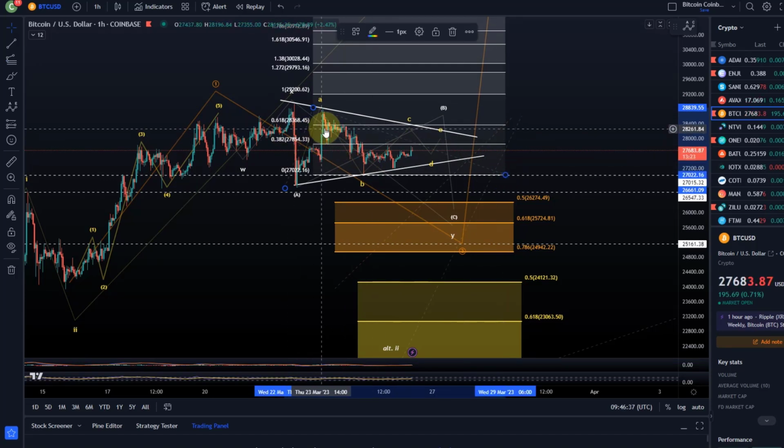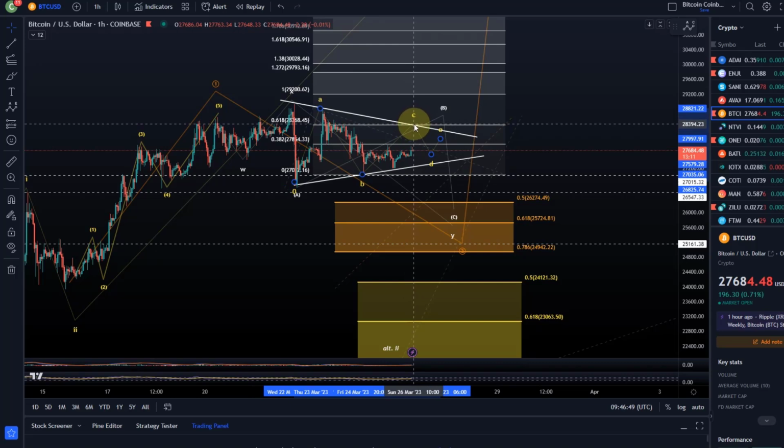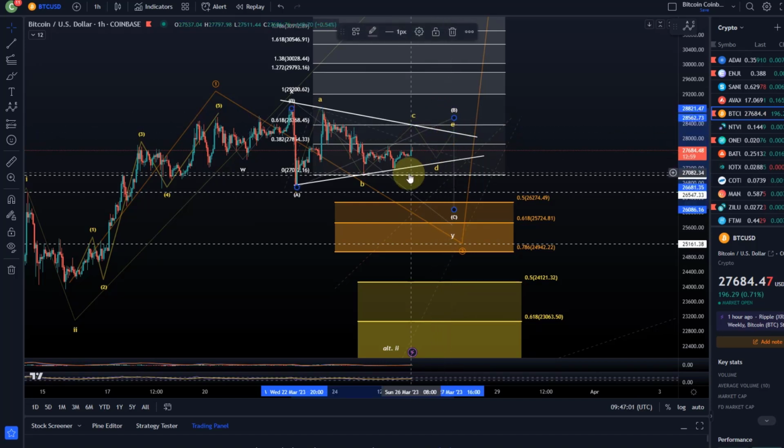The first one would be the 38.2 extension, that is at 27,854. That would be quite a shallow C wave and typically not my target. Normally you'd be looking at the 61.8 extension, which would fit quite nicely with that trend line. That's at 28,368. We would then expect a D wave down and an E wave up. When it gets to that, we can calculate targets for these.